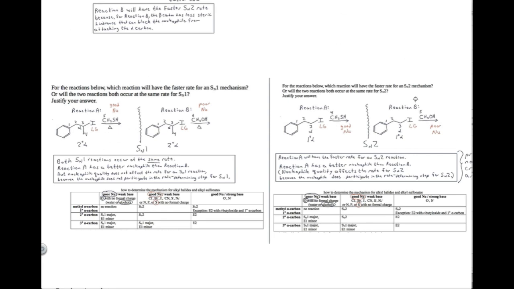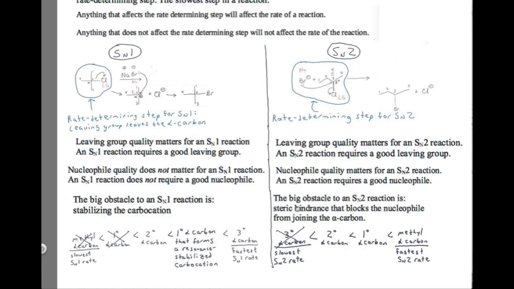Well, it's important to carefully compare this problem that we just completed with the previous problem. These problems were very similar, but they still had quite different answers. And that shows that nucleophile quality has a much different effect on an SN1 reaction than on an SN2. Nucleophile quality does not affect the rate for SN1, but nucleophile quality does affect the rate for SN2. Nucleophile quality does not matter for an SN1 reaction because the nucleophile does not participate in the rate-determining step for SN1, but nucleophile quality does matter for SN2 because the nucleophile does participate in the rate-determining step for SN2.